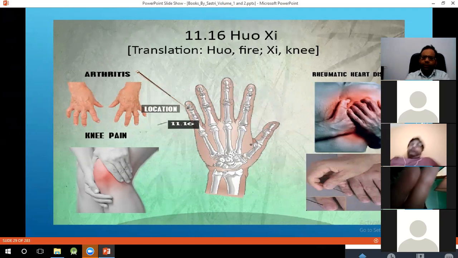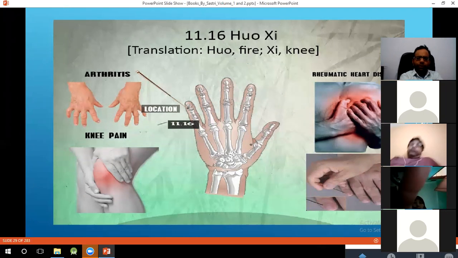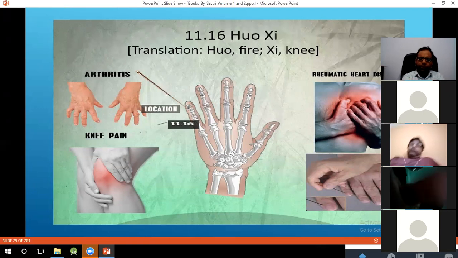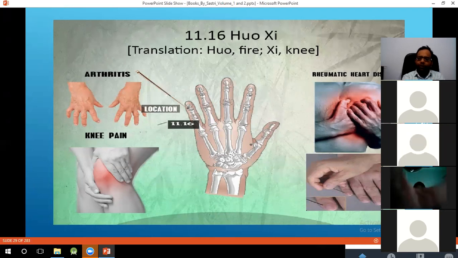Combining 11.16 with the YNSA point gives very good recovery, and it helps recover polyarthritis and multiple joint pain. It also helps you recover from knee pain. Combining with PC6, heart 7 and BL40, it gives wonderful results instantly in knee osteoarthritis. Even in genu valgum, you'll get good results with this.